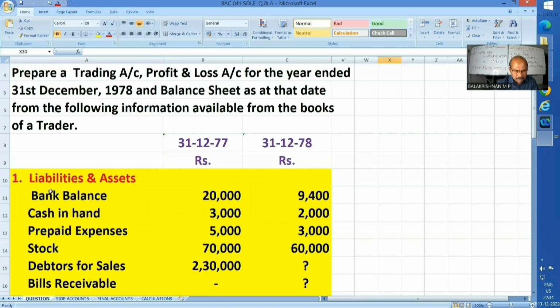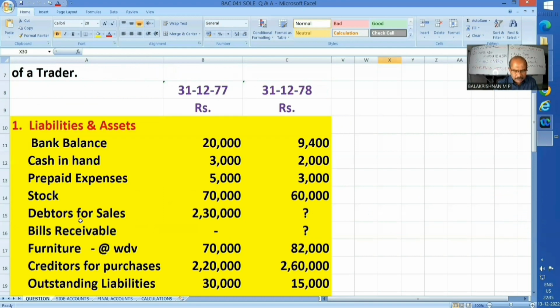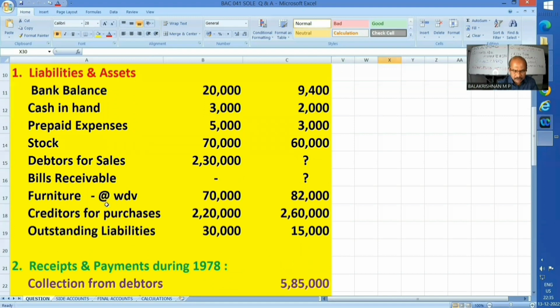I'm reading out everything. Segment 1, liabilities and assets. Bank balance, cash in hand, prepaid expenses, stock, opening as well as closing figures. Debtors for sales. We are supposed to find out the closing figures. Bill receivable. This means there wasn't anything, but closing we have to find out. Furniture at written down value, opening as well as closing figures. So this written down value you have to carefully note. Creditors for purchases. Outstanding liabilities, both opening as well as closing.